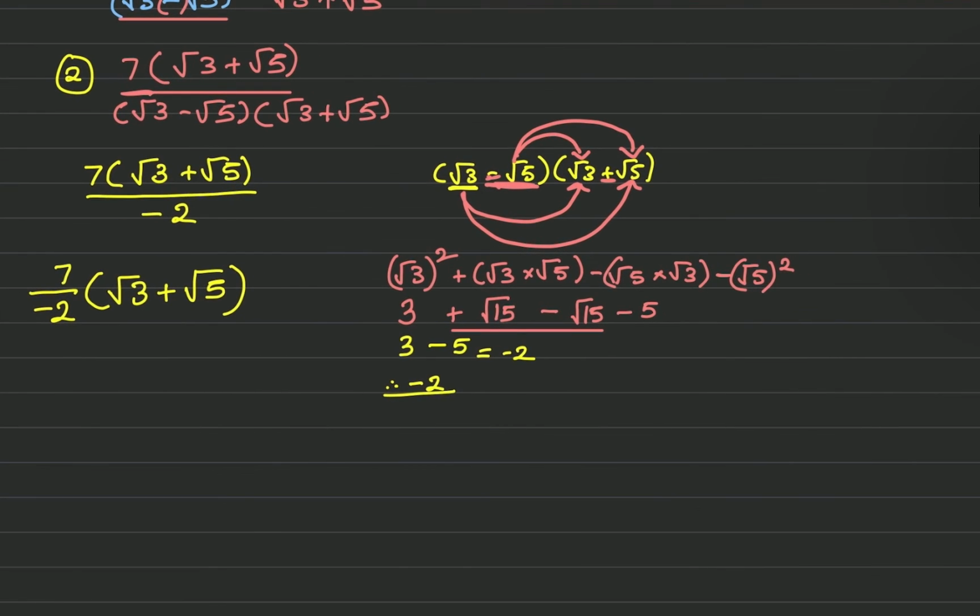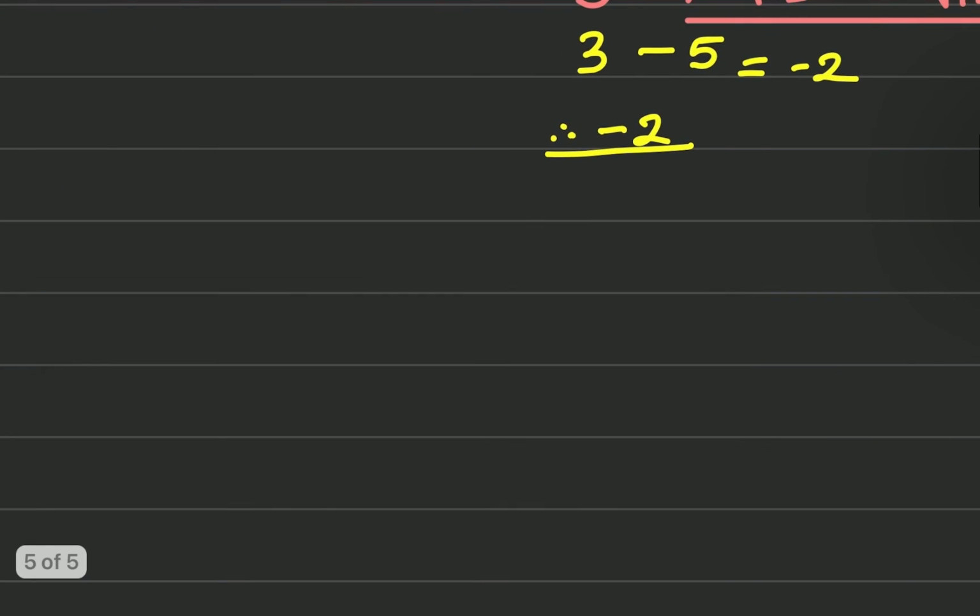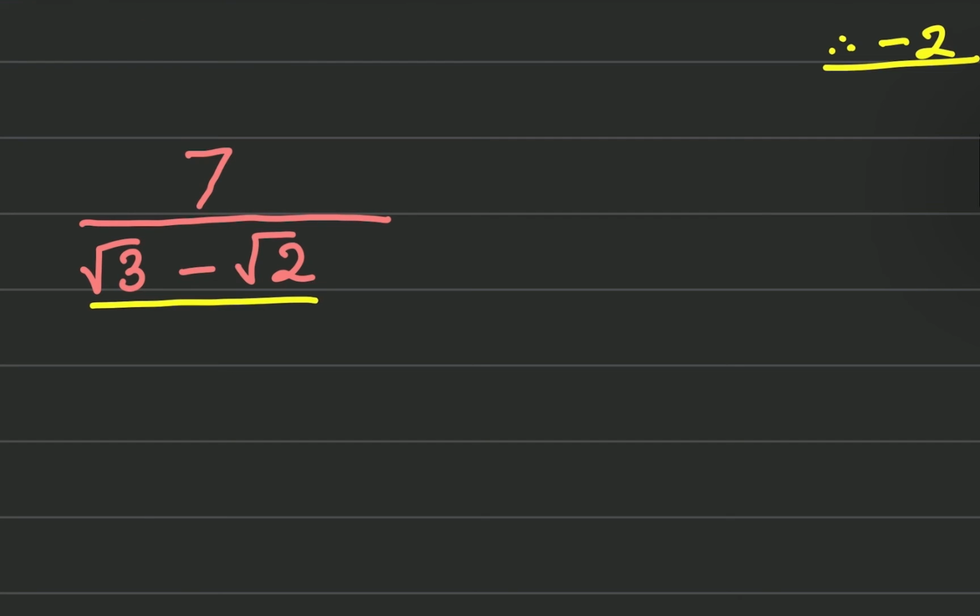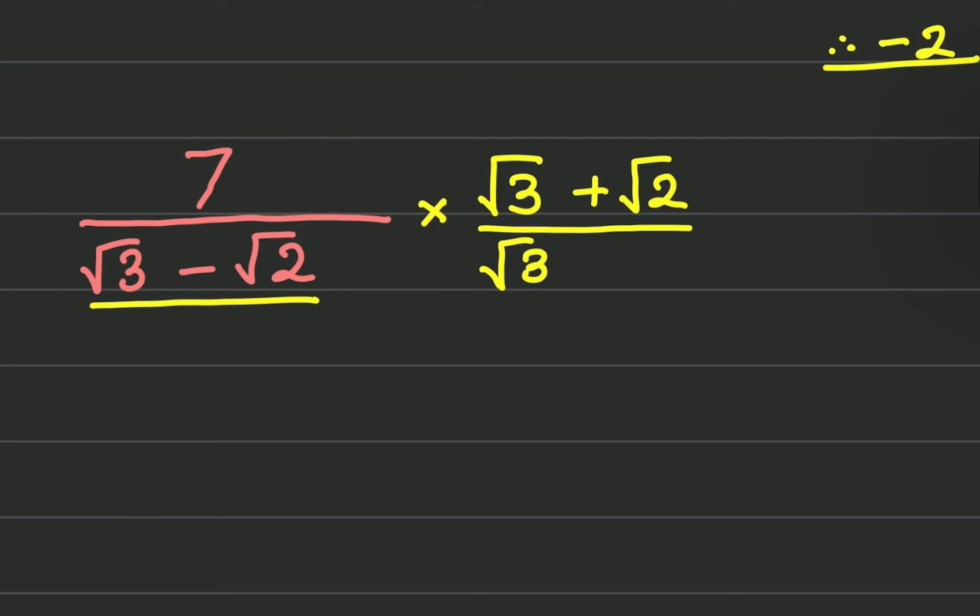Let's look at one more example. Let's say 7 upon root 3 minus root 2. First step, multiply it with the opposite sign. So that's multiplied by root 3 plus root 2 divided by root 3 plus root 2. So there you go. That is our first step.